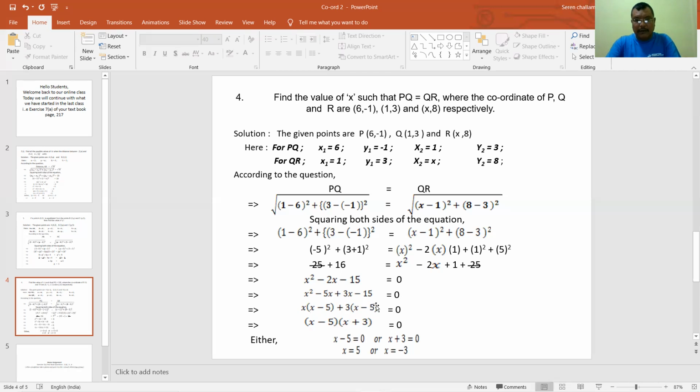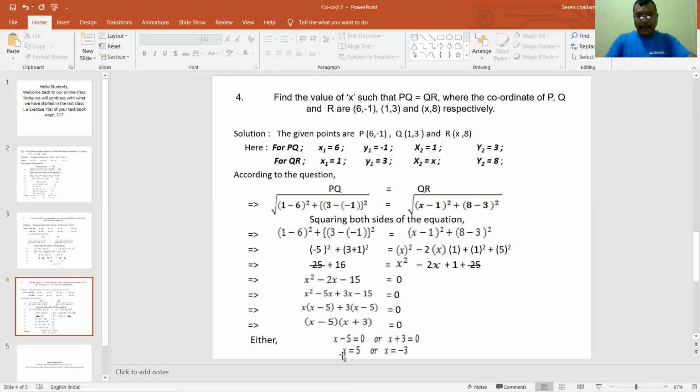and the third term and the fourth term, we have 3 as common, so we take 3 common, and then we have x minus 5 is equal to 0. Again, in the next line, x minus 5 is common, so we take out x minus 5, we are left with x plus 3, it is equal to 0. So either x minus 5 is equal to 0 or x plus 3 is equal to 0.